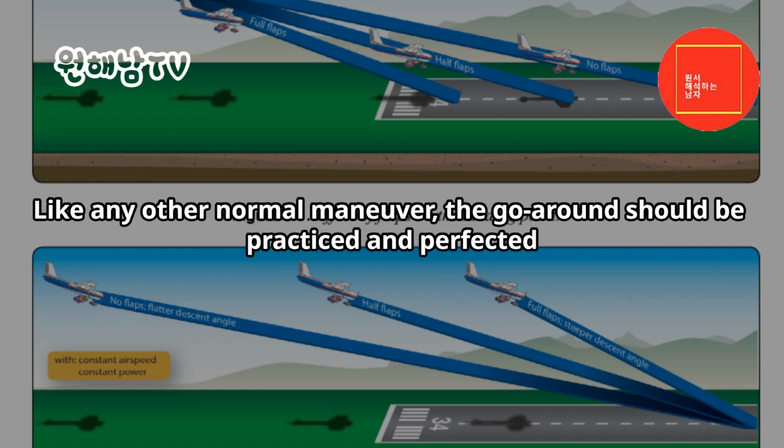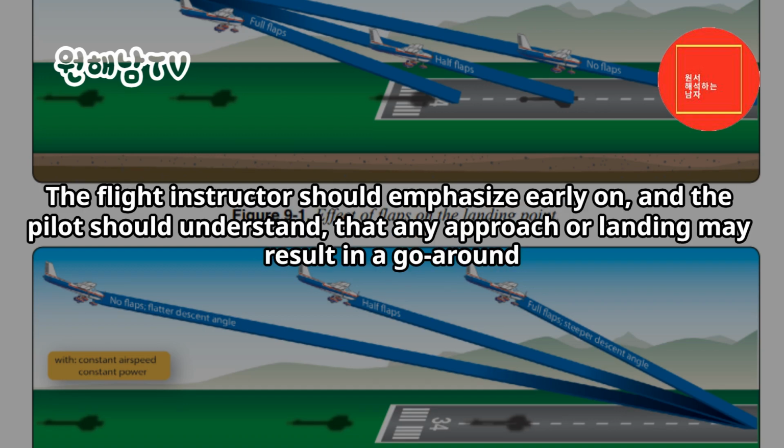Like any other normal maneuver, the go-around should be practiced and perfected. The flight instructor should emphasize early on, and the pilot should understand, that any approach or landing may result in a go-around.